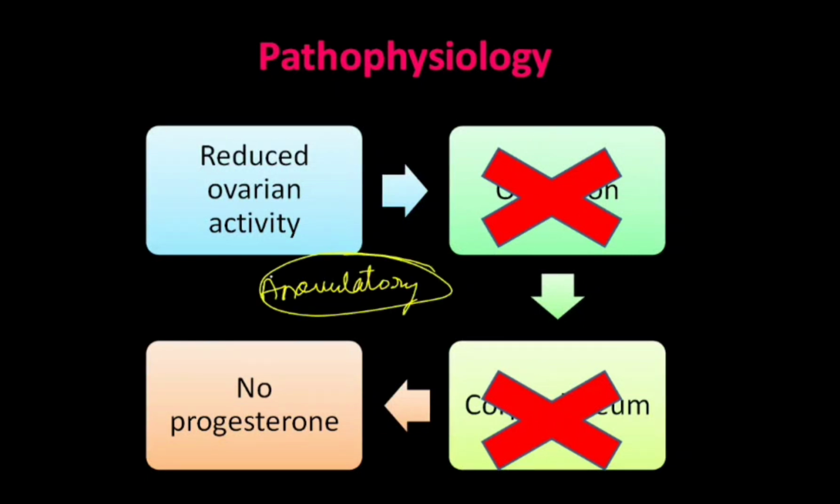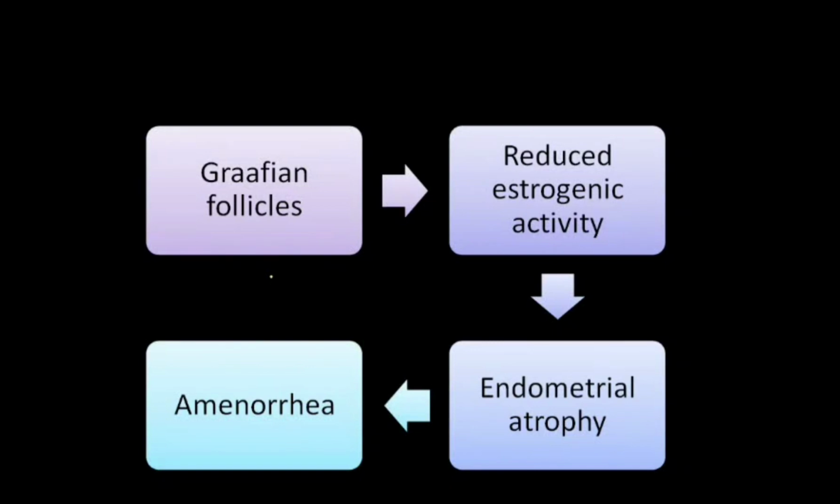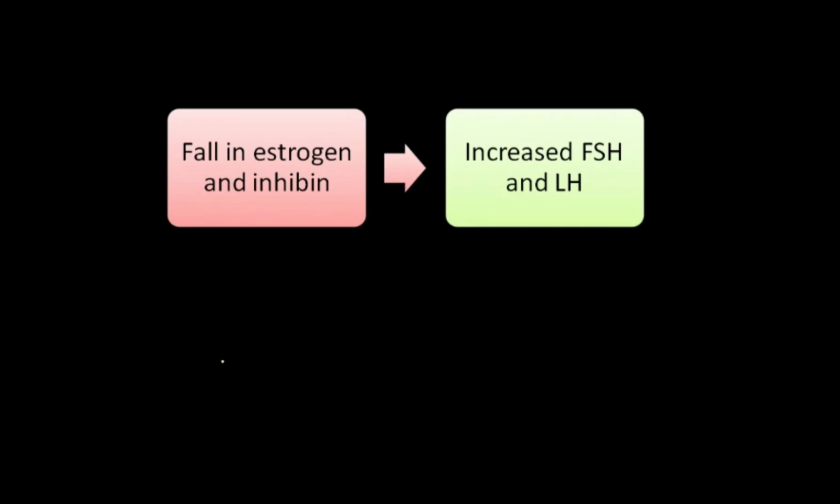Now, in the later stages, the Graafian follicles also fail to develop and the estrogenic activity is even more reduced, so that it results in endometrial atrophy and amenorrhea sets in. So, there is no development of Graafian follicle and finally you have amenorrhea because of reduction in the estrogenic activity. So, fall in estrogen and inhibin will cause increase in the FSH and LH levels.